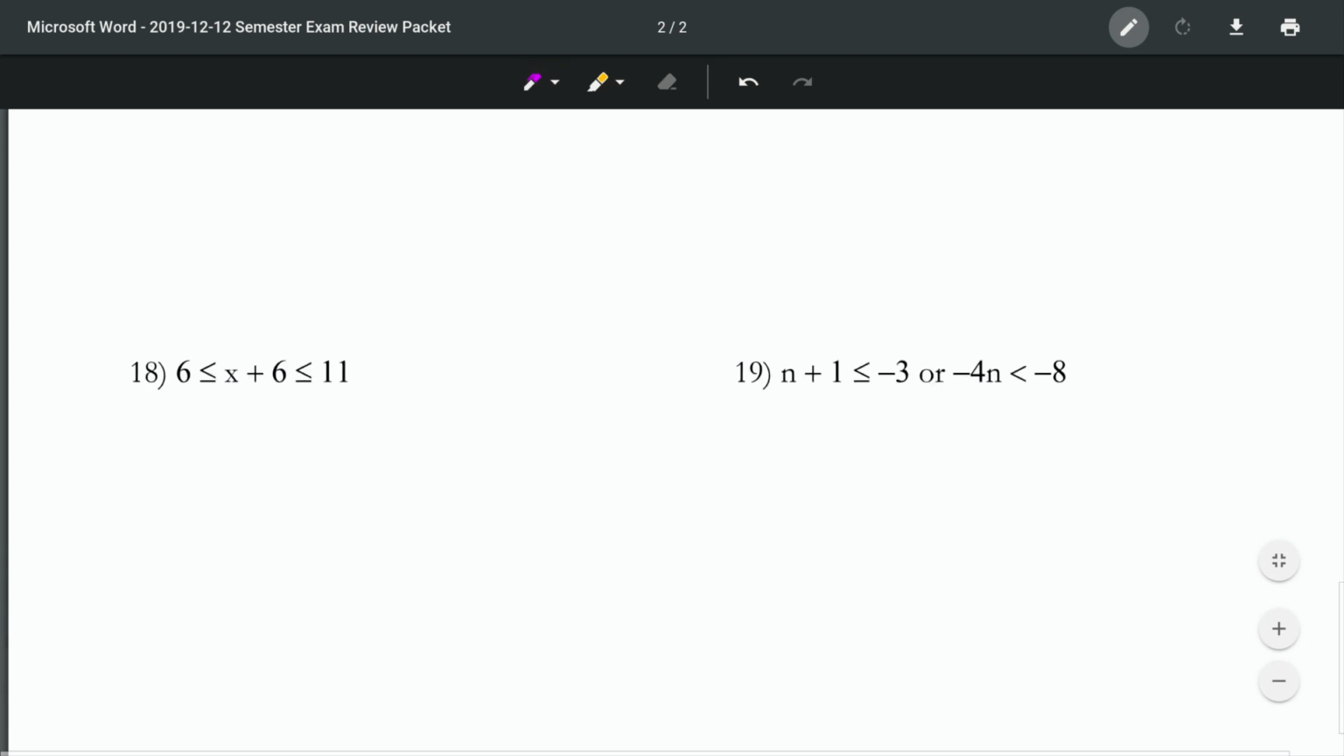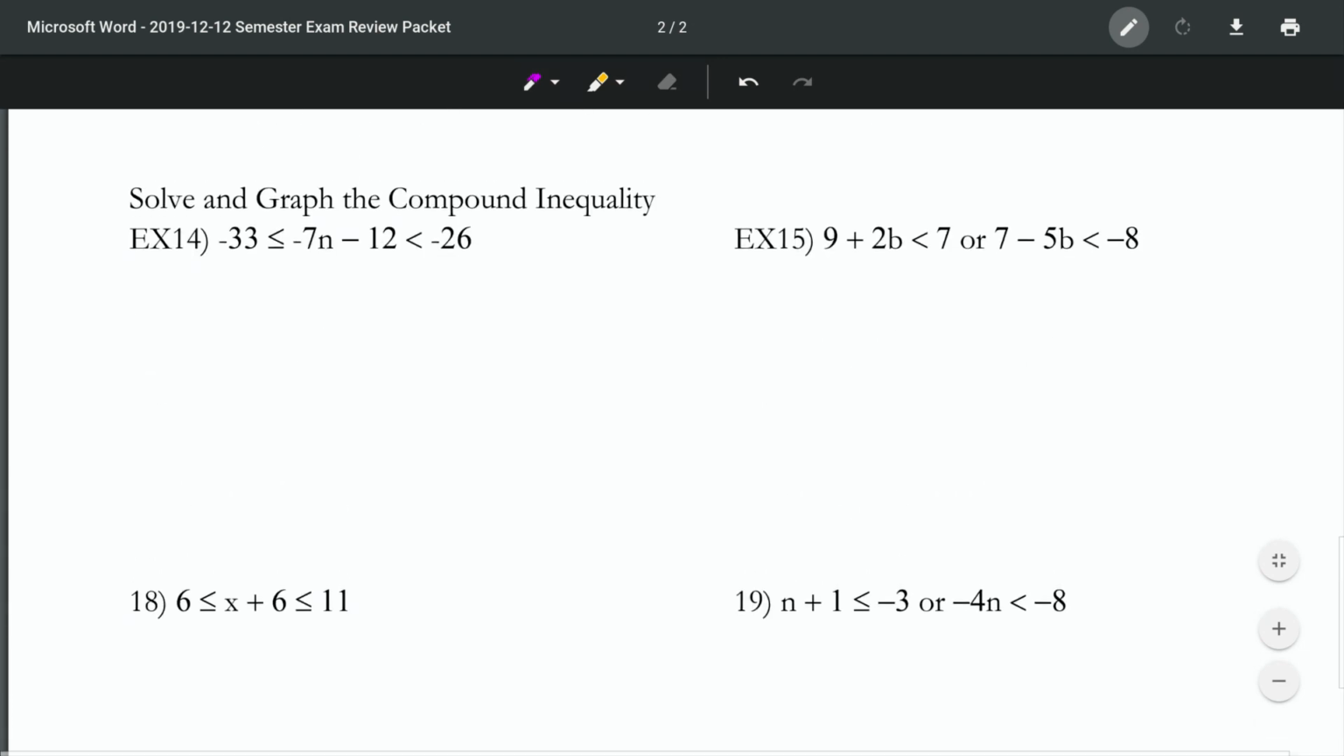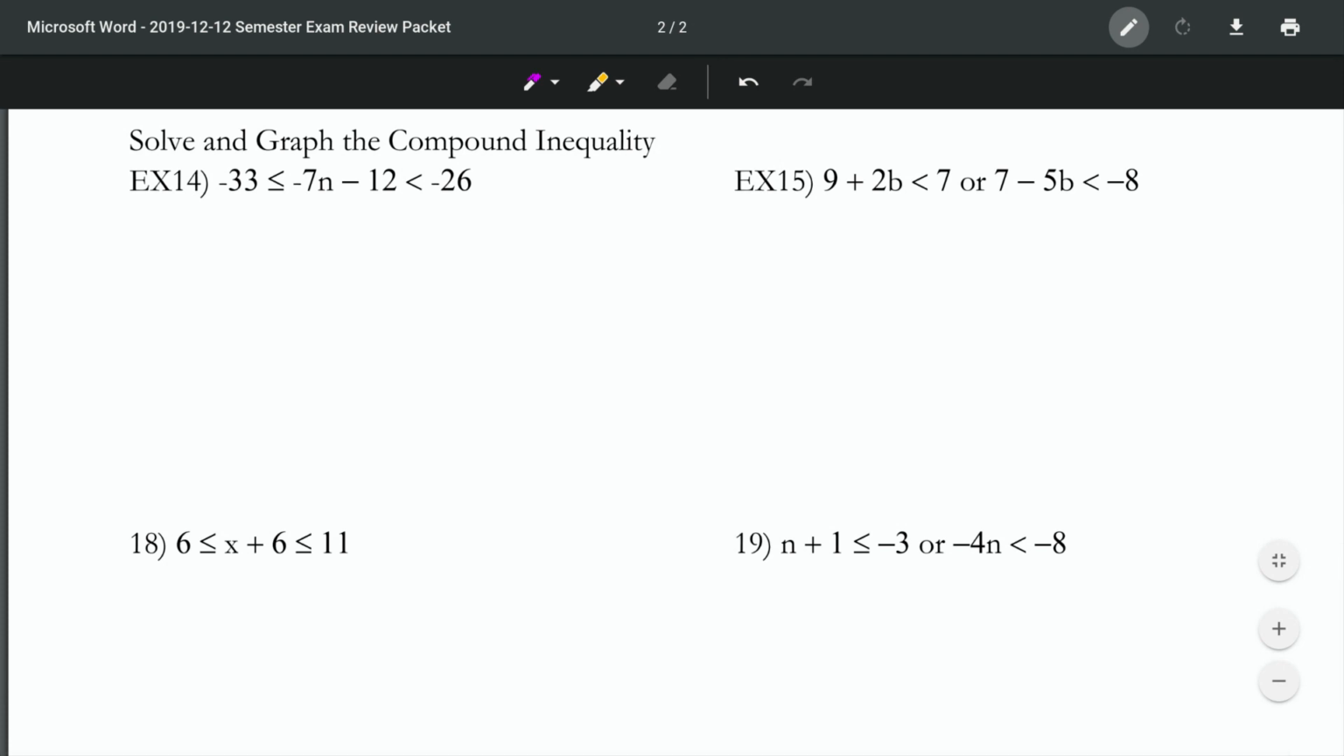All right. And this is the last example for this particular one. So we're going to solve and graph a compound inequality. Now, if you have an inequality like the one on the left, whatever you do, you have to do all three parts. So we're going to add 12 to everything. So negative 21 less than or equal to negative 7n less than negative 14.